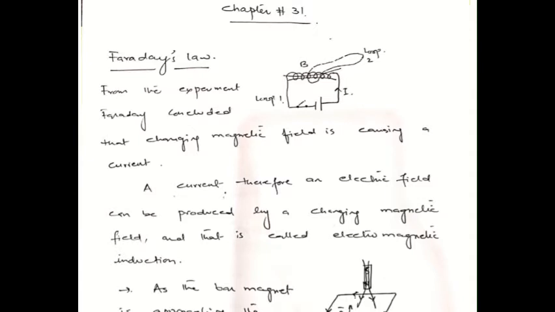Okay, now we'll start chapter number 31. This chapter will include Faraday's law, Lenz's law, motional EMF, and generators. So we'll start with Faraday's law.